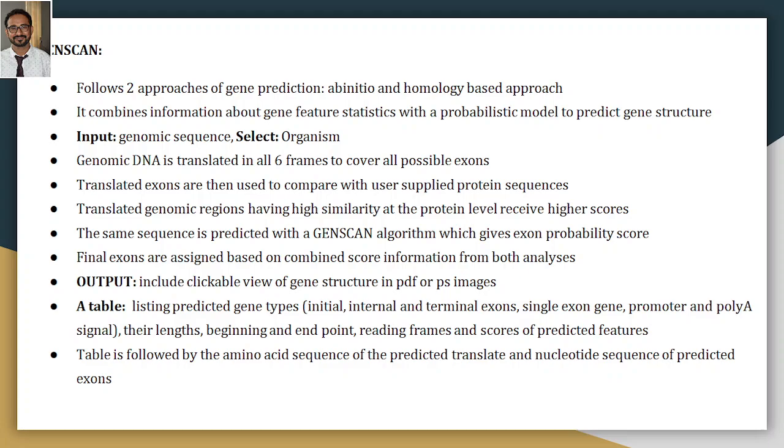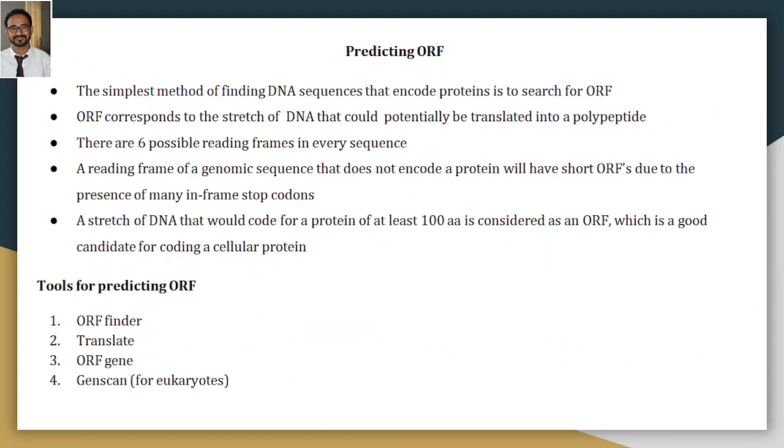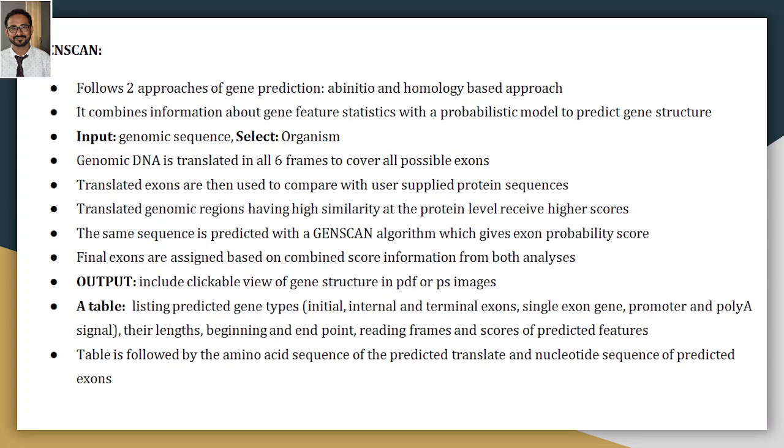And finally we have GenScan, because here 4 tools were there: ORF Finder, Translate, ORF Gene, and now GenScan. The GenScan tool follows both approaches, ab initio and homology-based. It combines both kinds of information: the genetic feature statistics with the probabilistic model which you get in ab initio, to predict the gene structure.